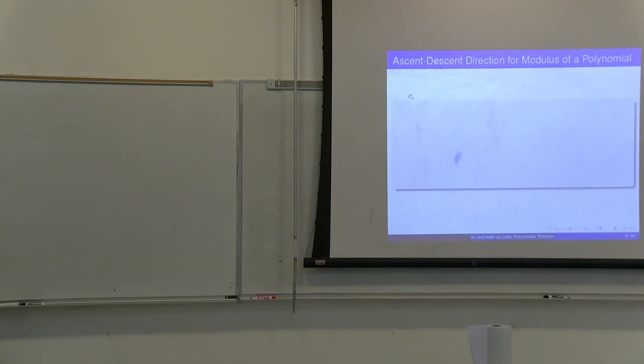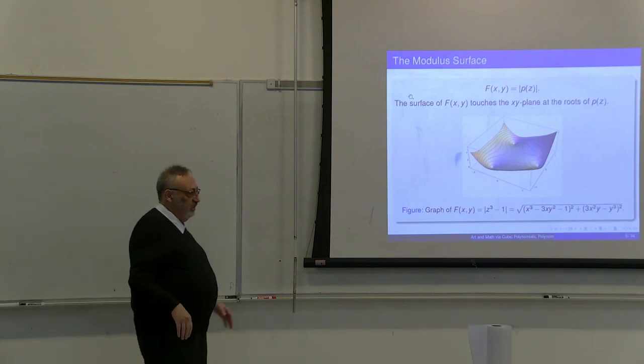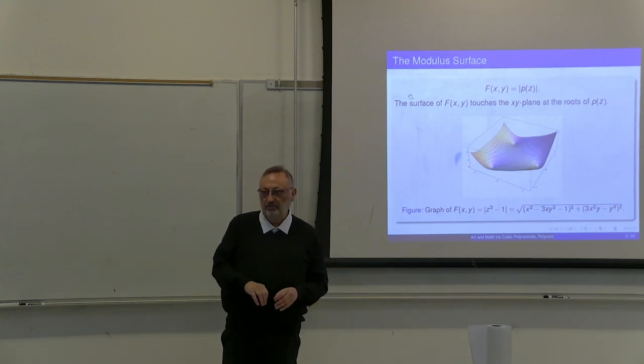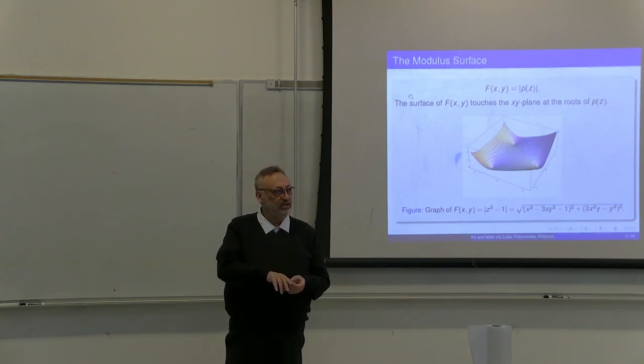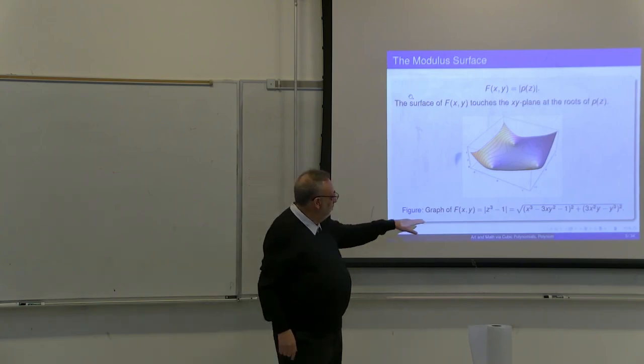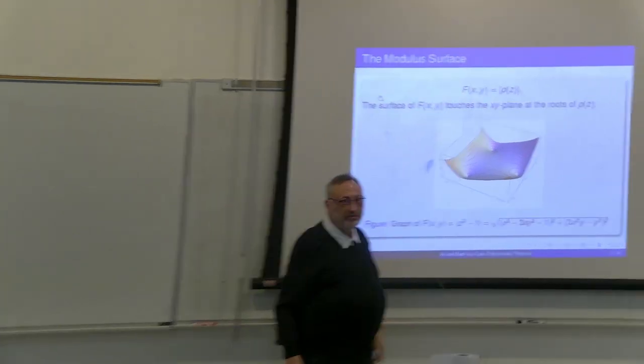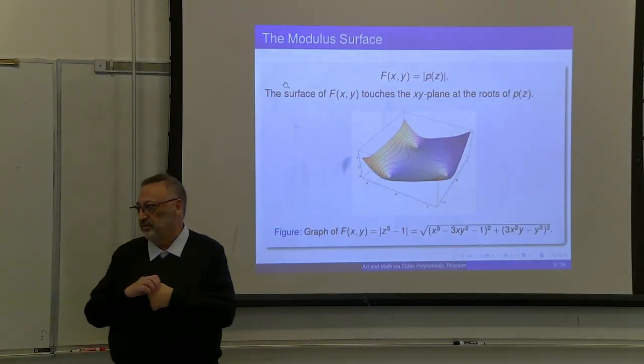Okay. Now, the modulus is a surface, like a mountain. Now imagine if you go hiking and you're standing on the mountain, at any point on the surface, there are directions that take you upward, and there are directions that take you downward. And there are directions where they don't go anywhere. Now this modulus function turns out to be this. And if you graph it, you get the surface.